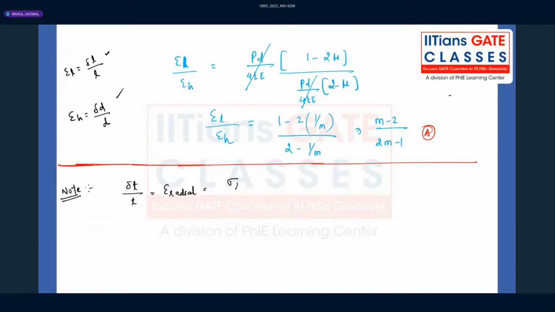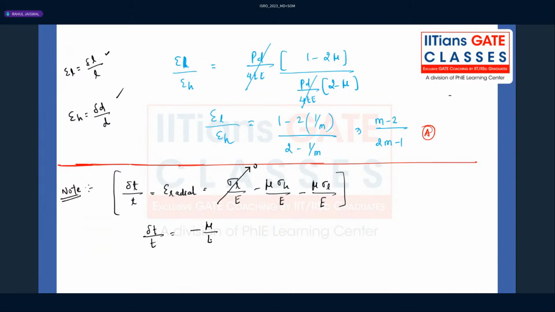Once again, the formula will be sigma r upon E minus mu sigma h upon E. Please note down, because ISRO is not like they will repeat previous year questions. So definitely they will be adding some new things either from the GATE or from the book. Radial stress we take it as 0. So whatever the change in thickness by original thickness will be there, that is calculated by using these particular formulas.